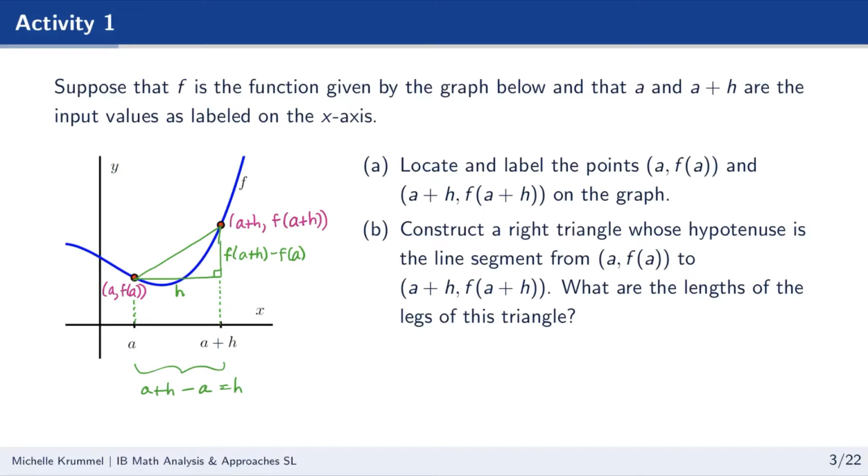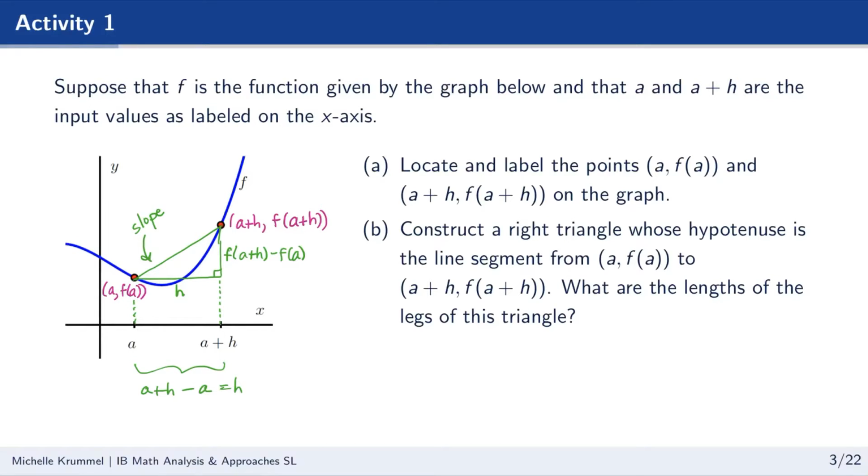Next, we're going to be asked to calculate the slope of the line segment connecting the points a, f of a, and a plus h, f of a plus h. So we want the slope of the hypotenuse, not the length of the hypotenuse, the slope of the hypotenuse. So really just the slope between these two points right here. And how do you find slope between two points? Well, you can use your formula where you subtract the y-coordinates, y2 minus y1, and then divide that by the difference in the x-coordinates, x2 minus x1.